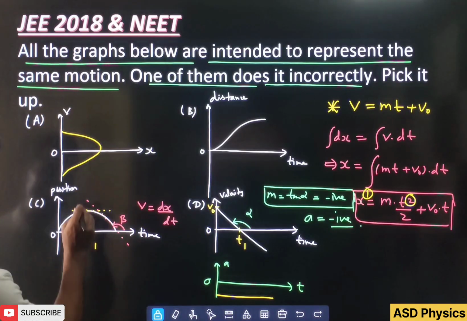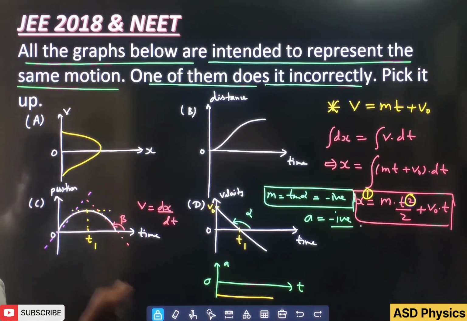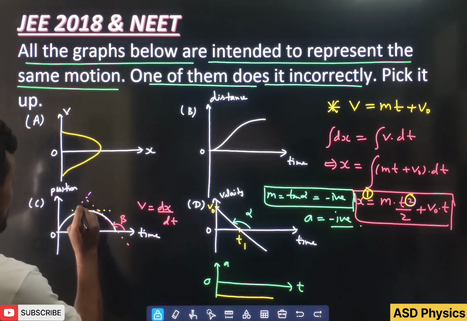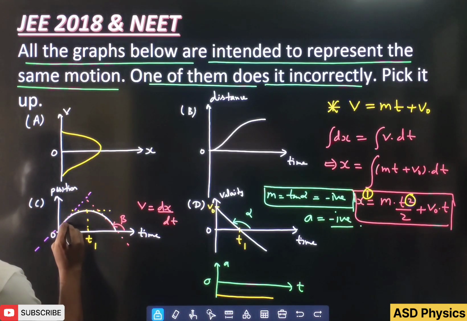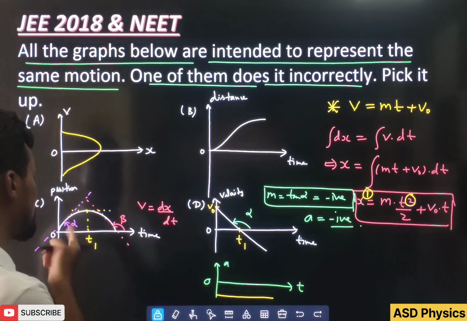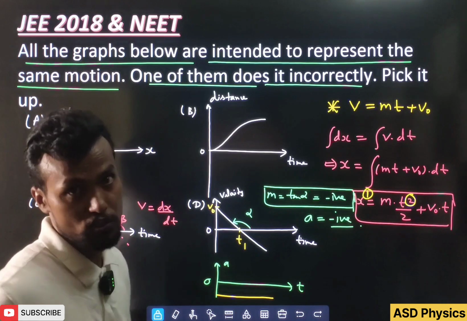Here, when you talk about the slope, it should be the tangent like this. See here, like this tangent. Here you can see this angle alpha. So from 0 to t1, the slope will be positive because alpha is an acute angle, and you can see velocity is positive.